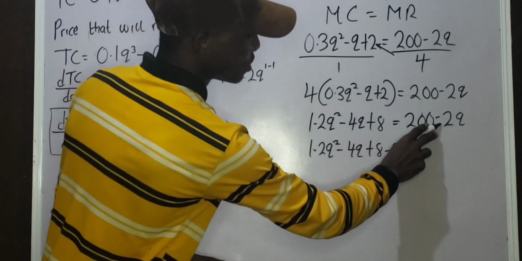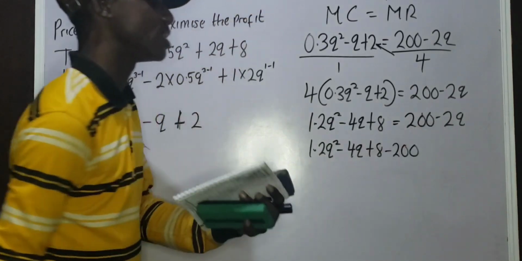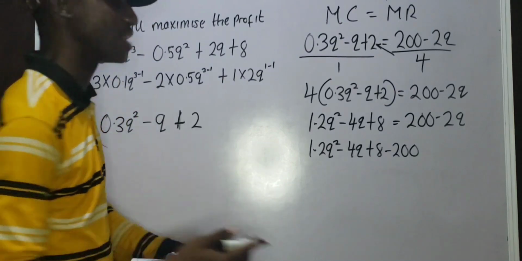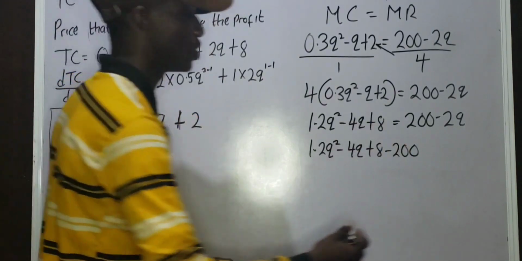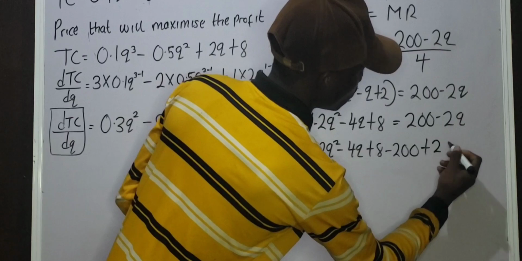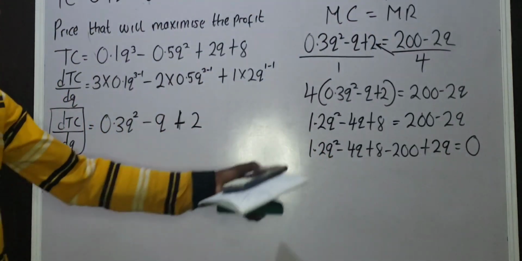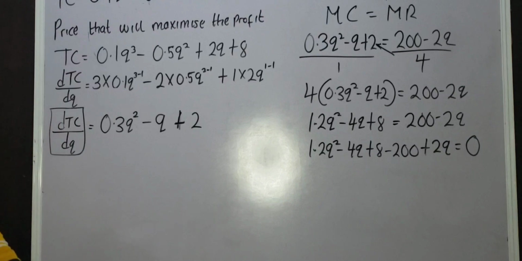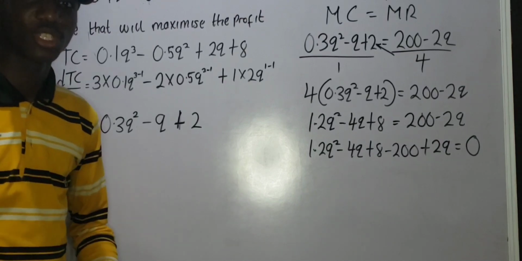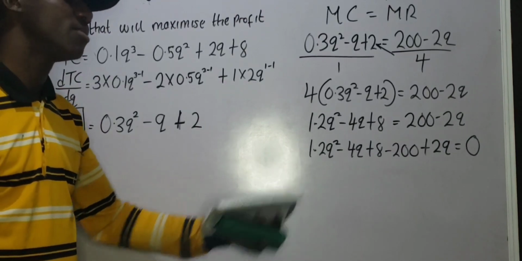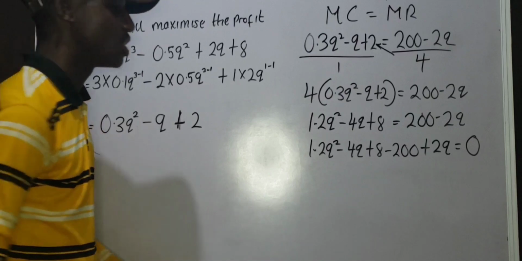Oh, it is negative 2q. So the sign is going to change to positive 2q as it crosses the equals to sign. You understand? So I'm going to have positive 2q is equals to 0. If I may ask you, which equation does this look like in mathematics? This looks like a quadratic equation because the highest power of the polynomial is 2. You understand? So let's proceed.